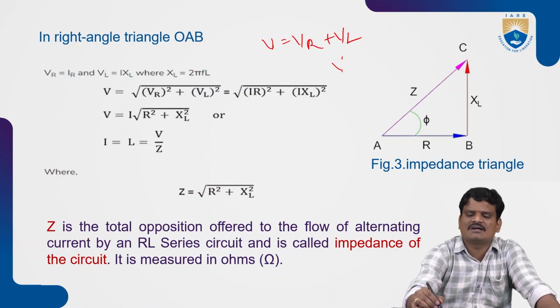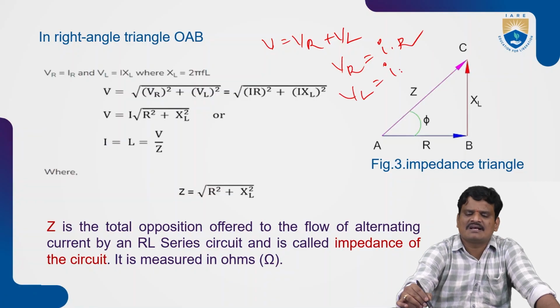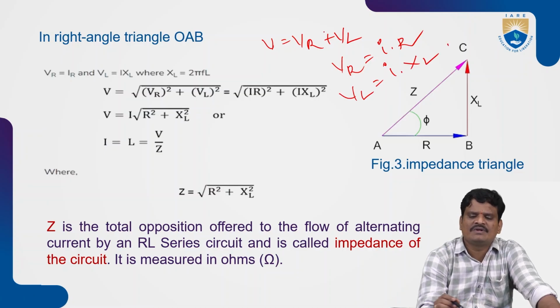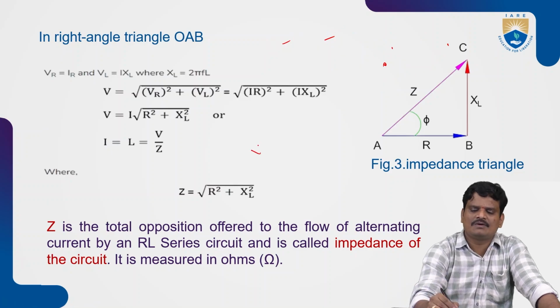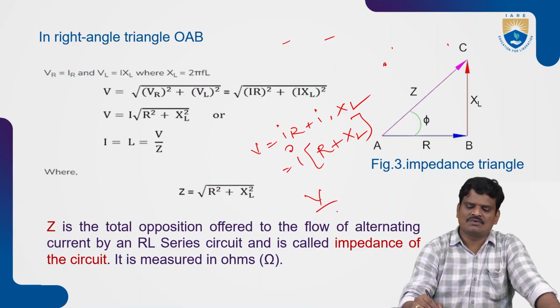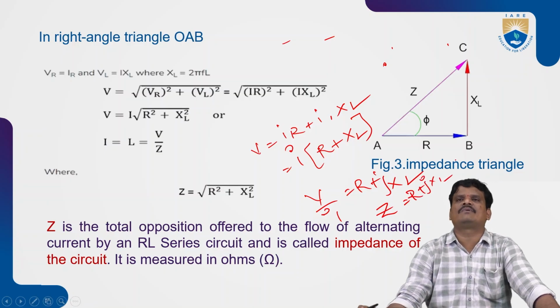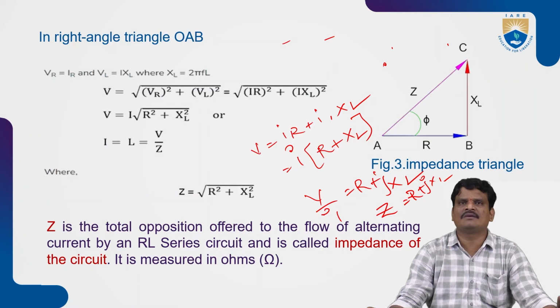As we know, from Ohm's law the voltage across the resistor is V equals I into R, and the voltage across the inductor is I into XL. Just substitute these two parameters in the given expression. By substituting, I will get V equals IR plus I into XL. By taking I as common, V equals I into (R plus XL). So V by I equals R plus JXL, Z equals R plus JXL. This is how I calculate the value of impedance from the given expression.